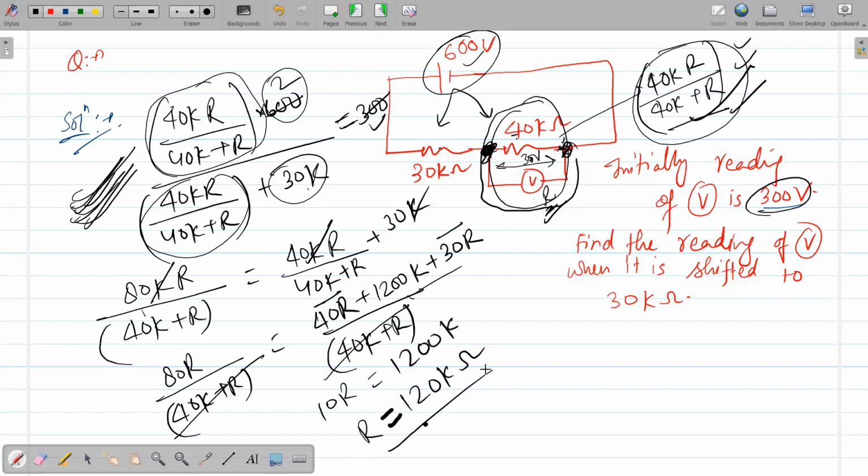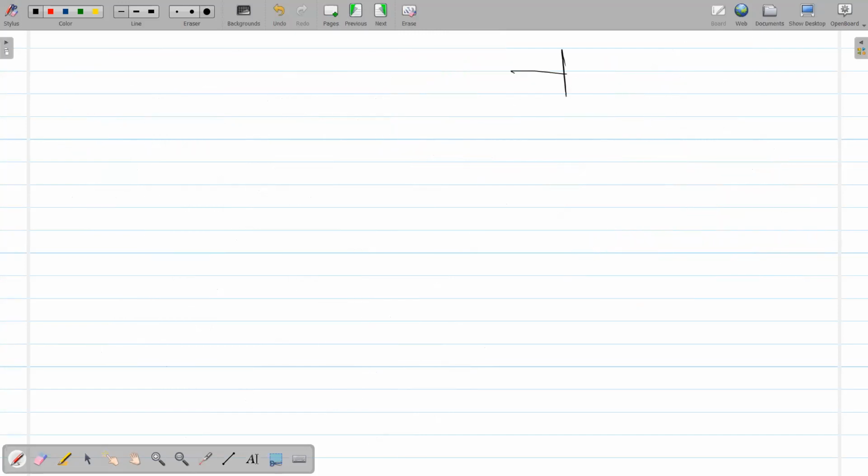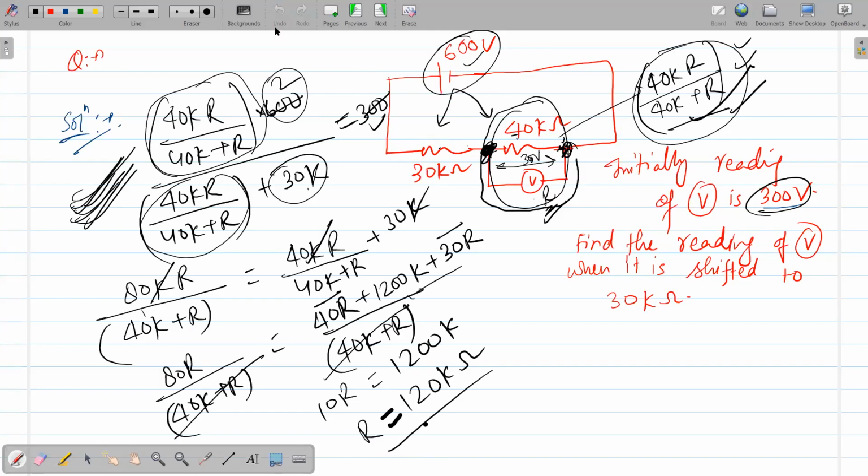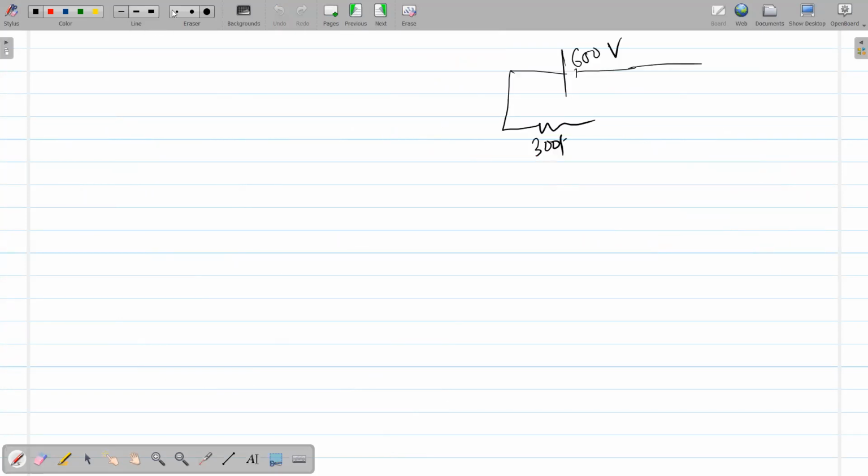Okay, good. Now let's draw the circuit again by connecting this voltmeter across the 30 kilo ohm. So the situation is, this is 600 volt, here we have 30 kilo ohm, and here we have 40 kilo ohm, and the voltmeter is connected like this, and here we have voltmeter resistance 120 kilo ohm, right?